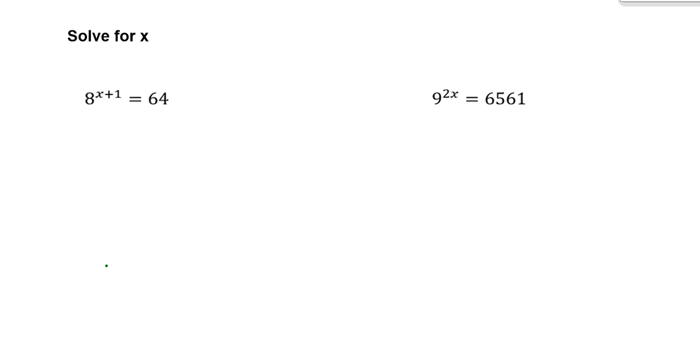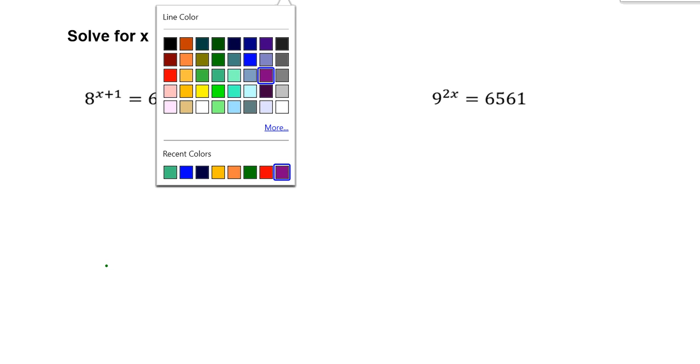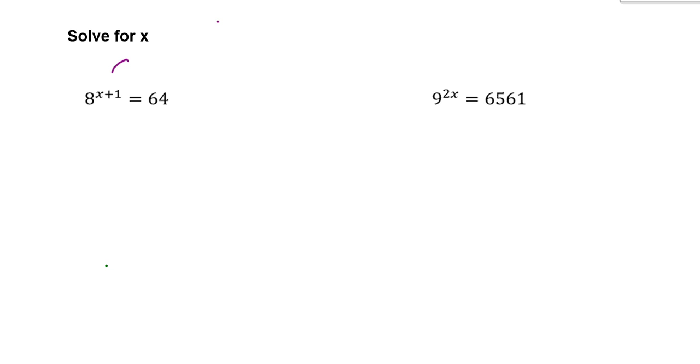These look a little bit different. In particular, if you notice right here, instead of just x, it's got this x plus 1 up there. Same thing still. This and this have to have the same base. So they both need to have 8. We just got to figure out what number goes right there.